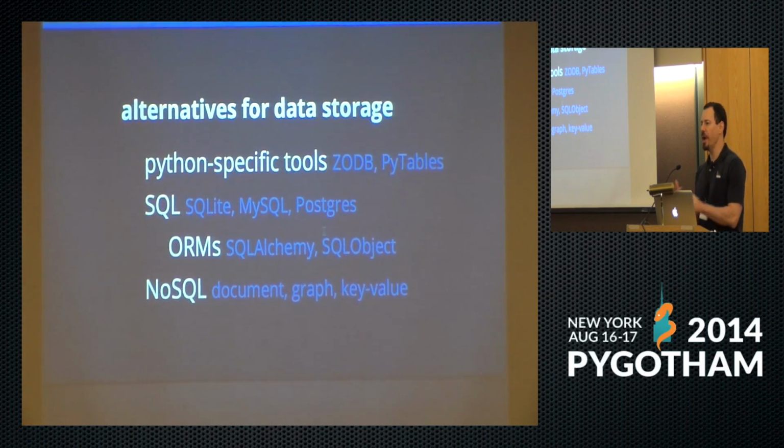There's a lot of different alternatives for data storage. When you have data that's too much to store in memory, or you want to store it durably, there are Python-specific tools like ZODB or PyTables. Obviously, there are SQL databases, SQLite, MySQL, Postgres. There's various ORMs, SQLAlchemy we've heard about in a couple of different talks. And there's a lot of newer NoSQL alternatives, document stores, graph databases like Neo4j, and key value stores.